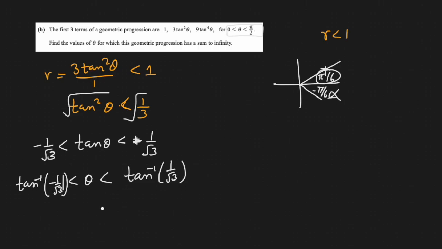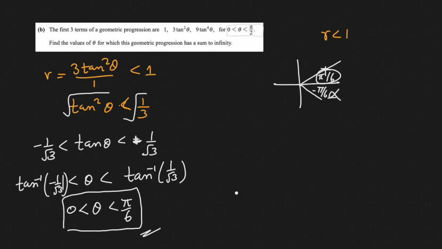So theta is less than pi by 6. However, we cannot have a negative; we can have only more than 0. So I will write theta is more than 0 but less than pi by 6. That is our solution.